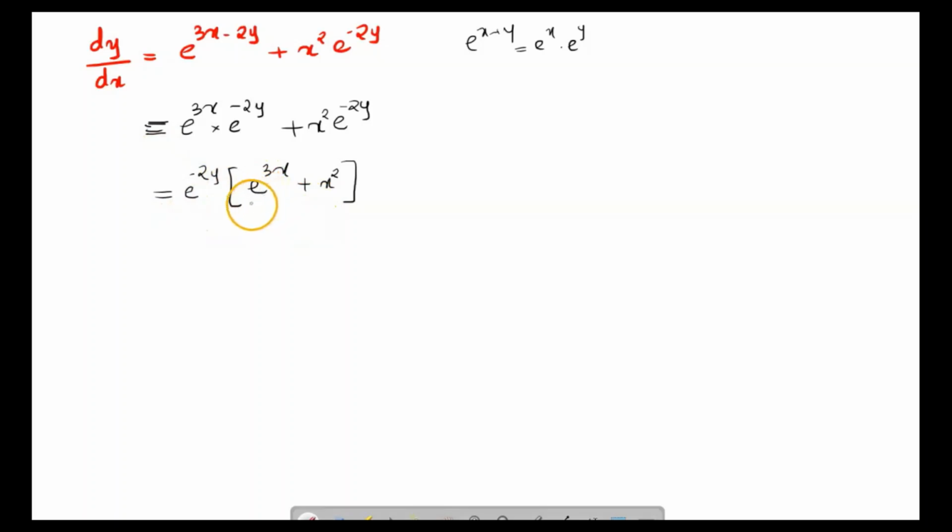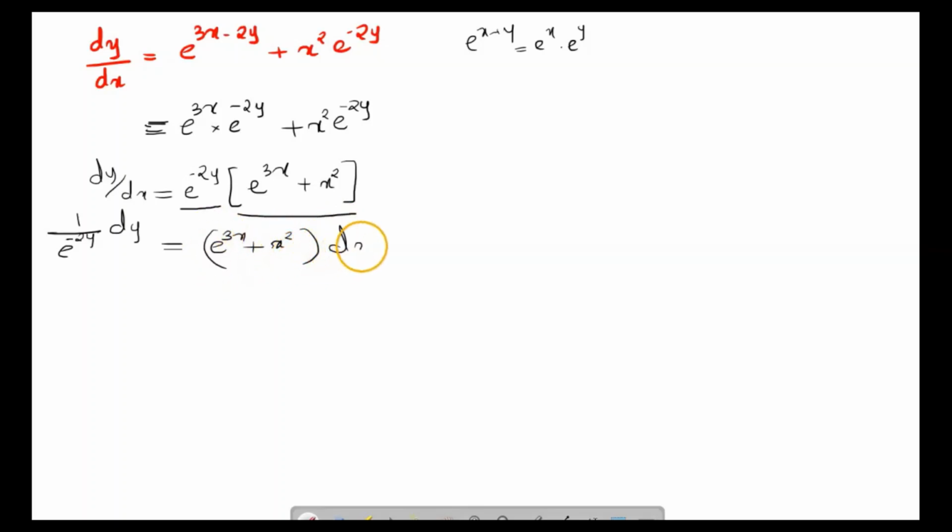Now we can separate variables x and y. This is all the terms with x, and this is the only term containing y, so let's take this to this side. That means 1 by e raised to minus 2y dy equal to e raised to 3x plus x square dx. Take all x terms together and all y terms together.